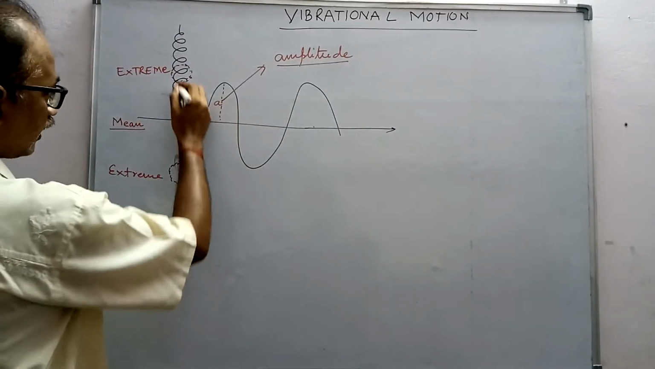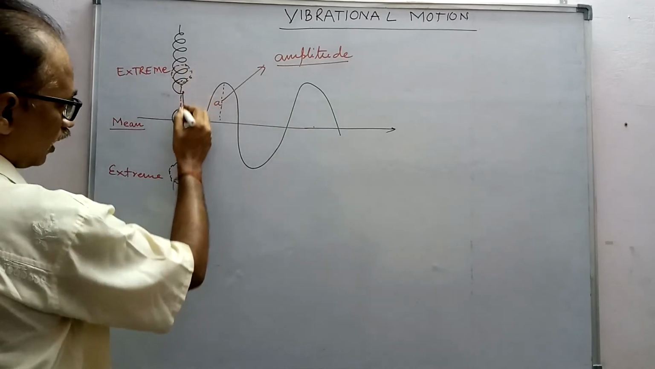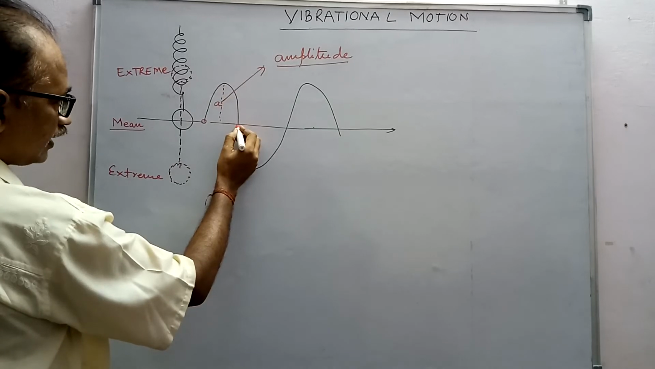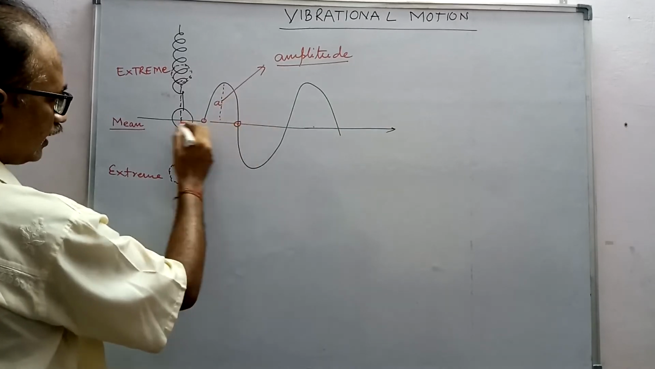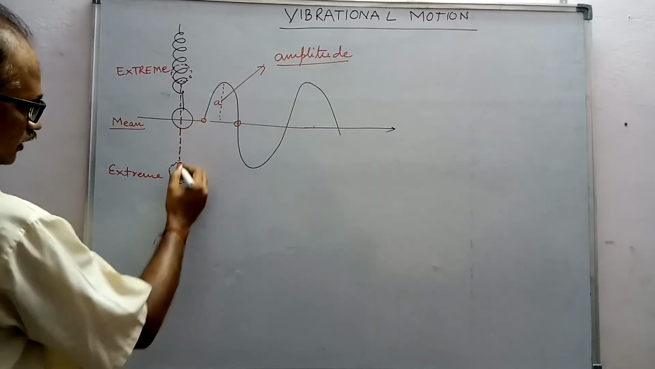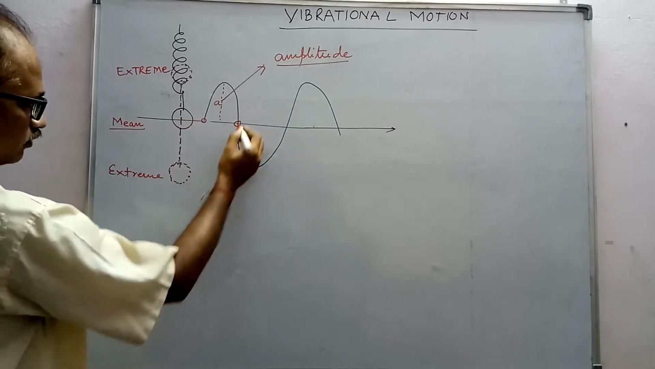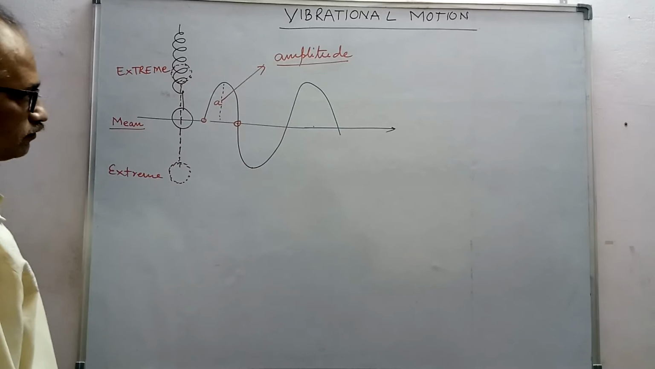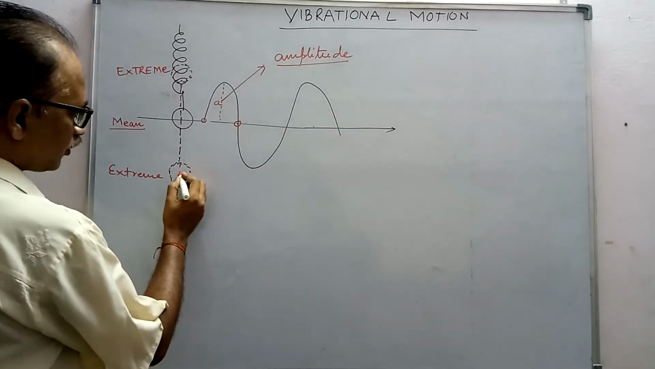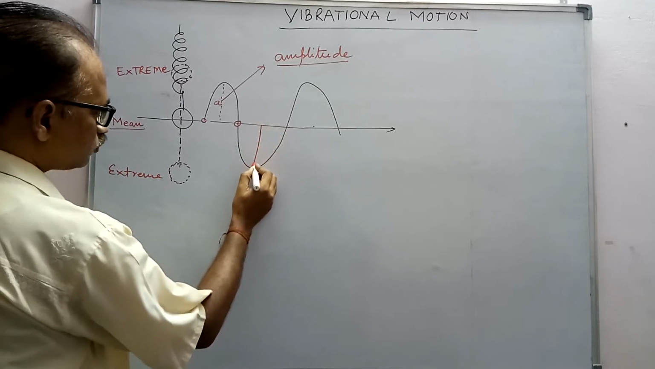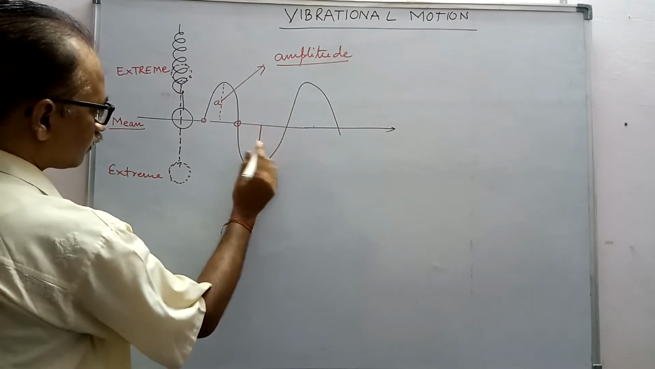Then the ball comes back to the original place. That means from here to here, the ball is again at the mean position. Then the ball goes in the other direction. So the ball goes down, and finally the ball reaches this spot. This is the extreme position. Again, the distance from the mean to extreme, this is what? A, amplitude.